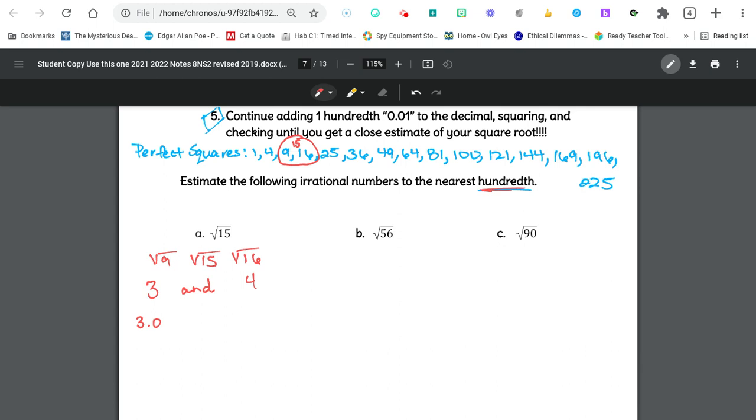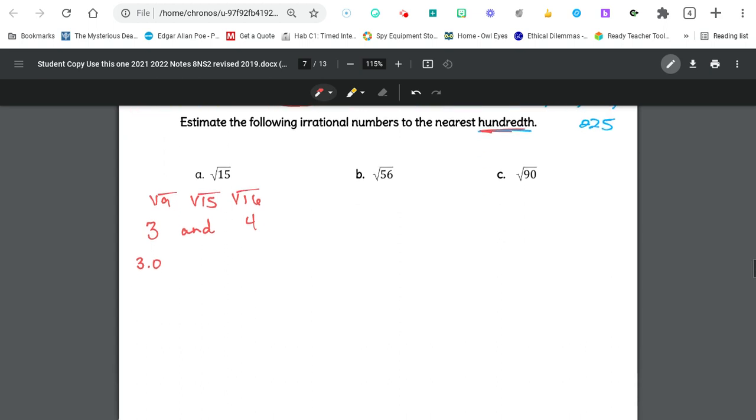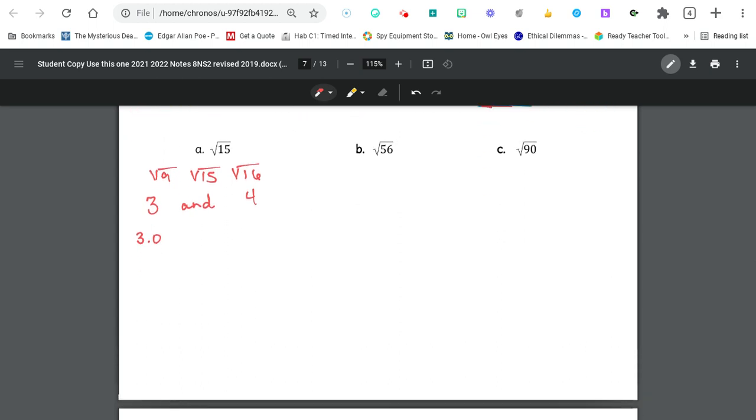Remember, we're going to the nearest hundredth. So that's going to be 3 and 0 tenths and 4 and 0 tenths. I'm just going to list them going up and down, or vertically, instead of side to side, because I need all this space over here for B and C, okay? So we're going to check the tenths just by using a vertical column. So I have 3 and 1 tenth, 3 and 2. You go ahead and list.